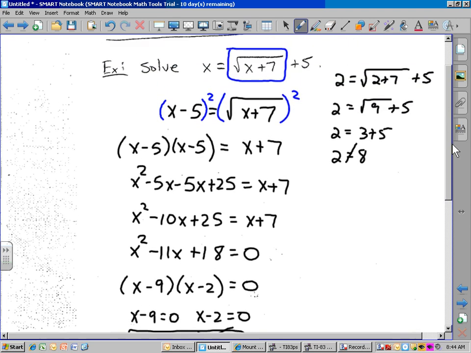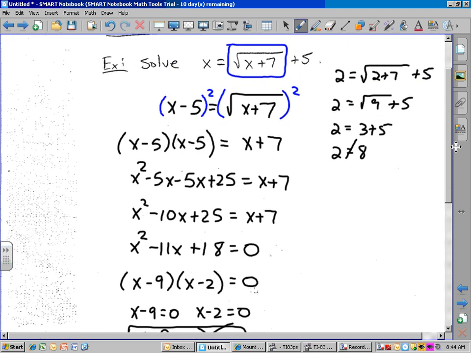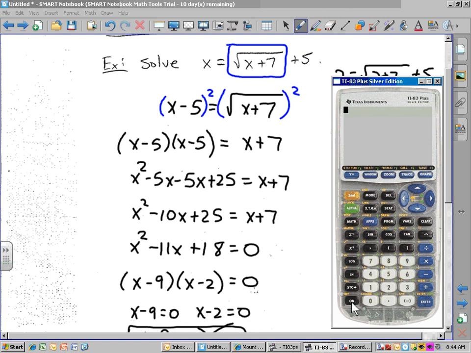Another way is to graphically look at it. So here we have a graphing calculator. I'm going to graph this. Now when we do that, again, I like setting it equal to 0. So I'm going to move everything over. I'm going to subtract the square root of x plus 7, and I'm going to subtract 5, and I'm going to make y2 equal to 0. So we want the equation to be equal to 0 when you do this, because if it's equal to 0, that tells us that we're going to be looking for x-intercepts.